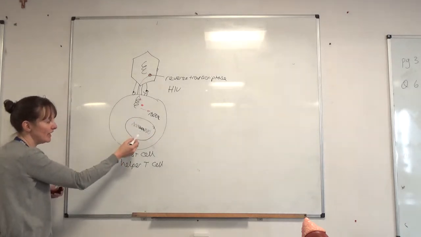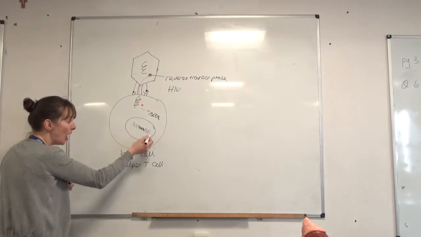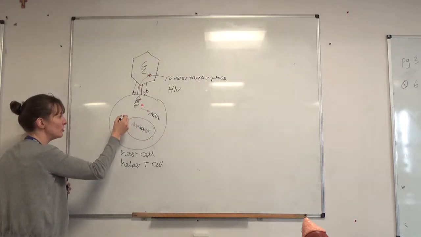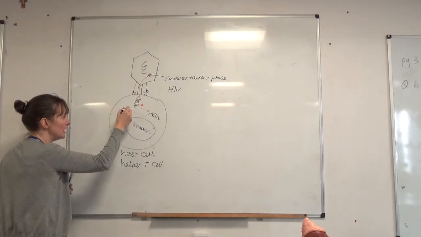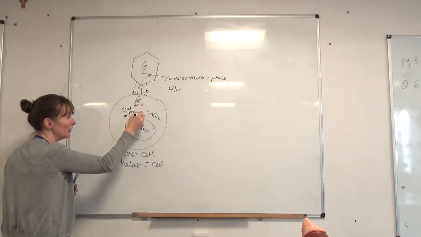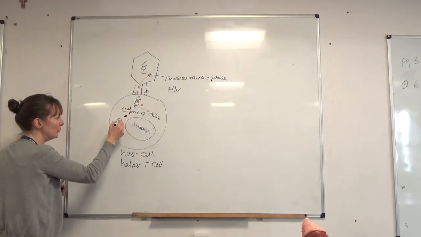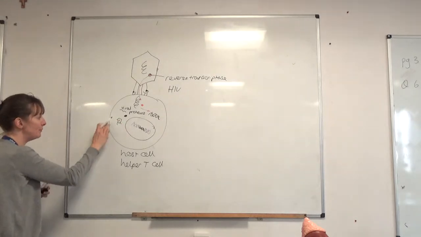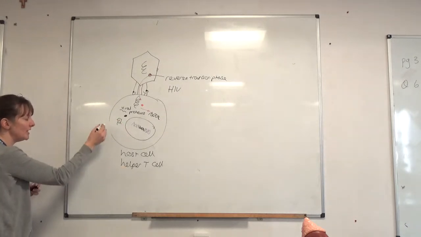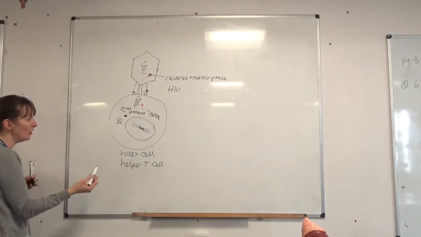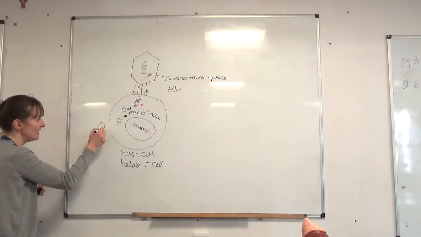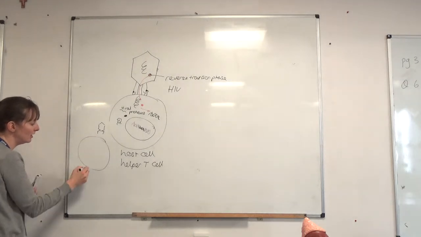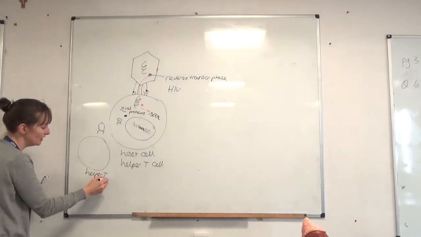So once the viral DNA is then in there, the host will carry out transcription and translation using ribosomes to make viral proteins. Once you've got lots of viral proteins, they then are assembled to make lots of viruses. And when you get lots of viruses, they burst out, destroying the helper T cell. So the helper T cell is now unable to function, and you have viruses that are able to go and infect another healthy helper T cell.